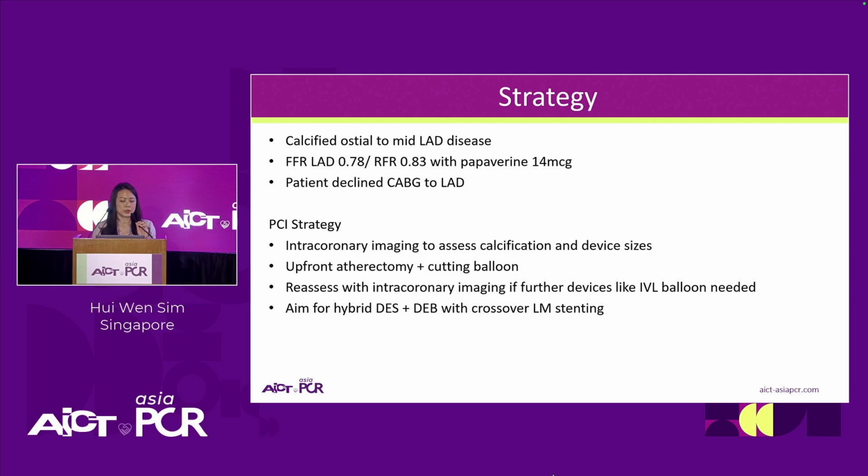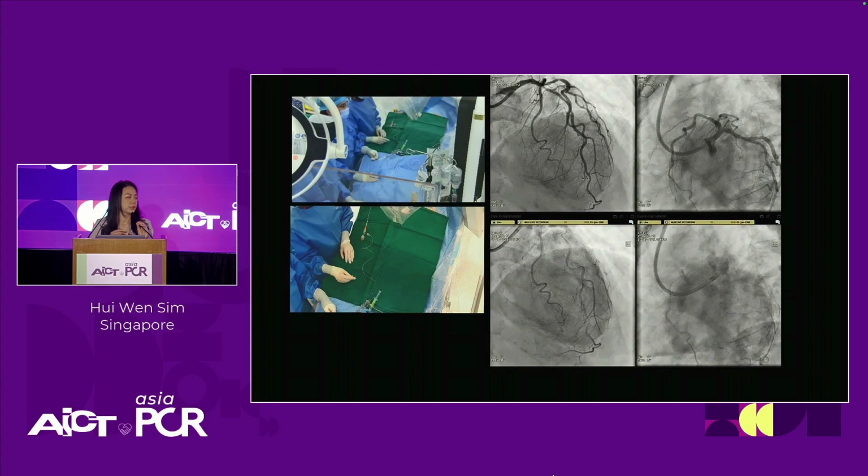So this was the strategy. We plan to go with radial access, 7 French. First, we will use intracoronary imaging to assess the calcification and to decide what device sizes we want to use. Because of the heavy calcification, as you can see on the angiogram and also the CT angiogram, we want to go for upfront atherectomy plus cutting balloon. Subsequently, we'll reassess and see whether further devices, like an IVL balloon, are needed. For this case, we aim for a hybrid DES plus DEB with crossover stenting to the left main. Okay, so over to you, Mark.